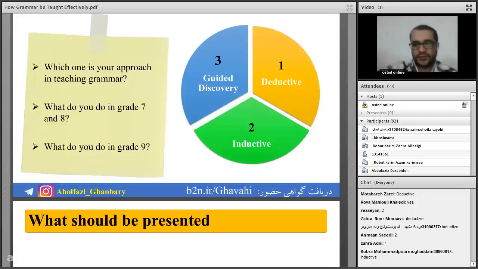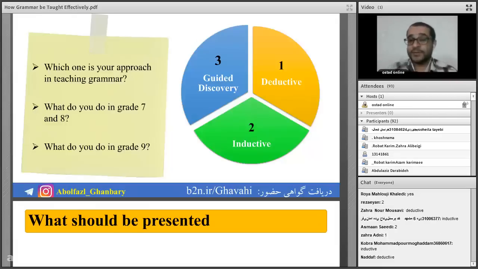So let me review. Generally we have three approaches in teaching grammar: deductive or directly, inductive or indirectly. We do not talk about grammar rules at all. And guided discovery, it is obvious from the title. After exposing the learners with lots of examples, we guide them to discover rules.